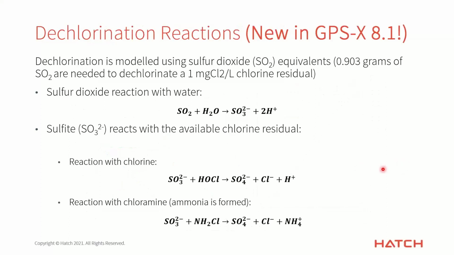All right, so the last process that I'm going to talk about that affects the chlorine residual is dechlorination. As I mentioned before, dechlorination is sometimes necessary to reduce the chlorine residual if you want to meet regulations. And this is another new addition that we added to the chemical disinfection model in GPSX 8.1.